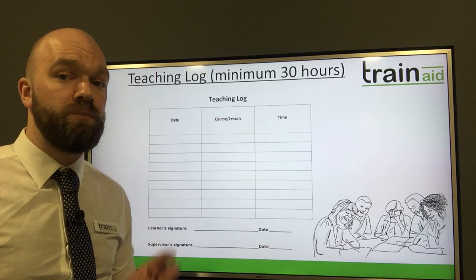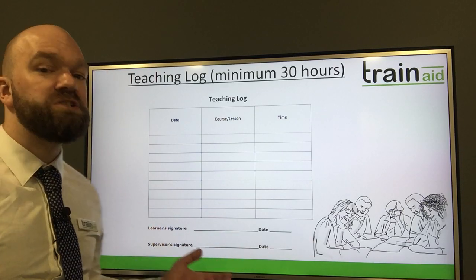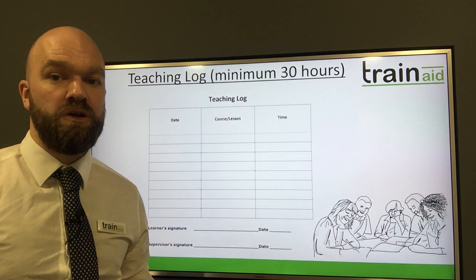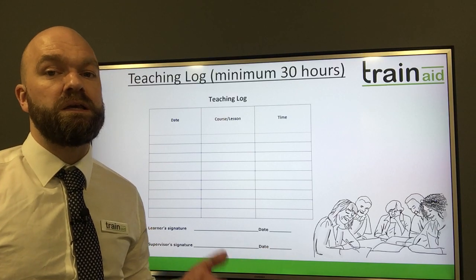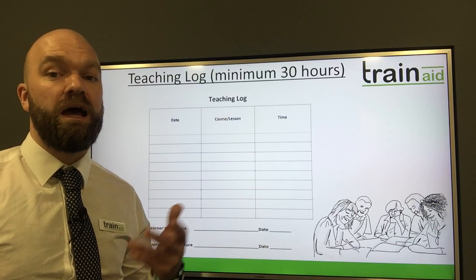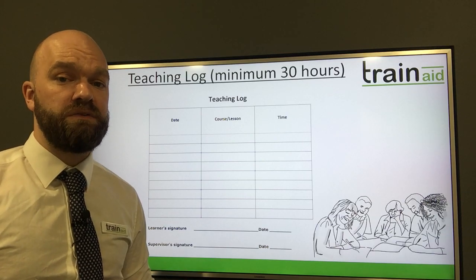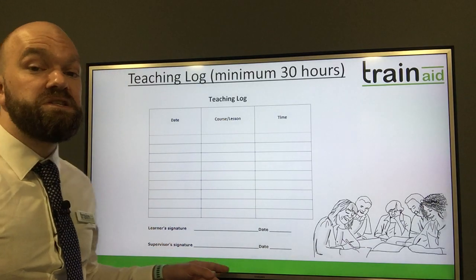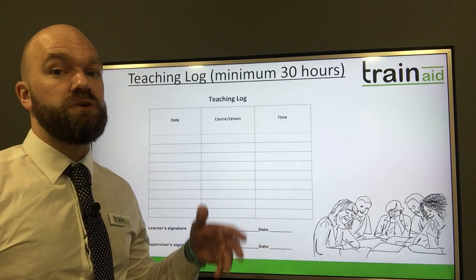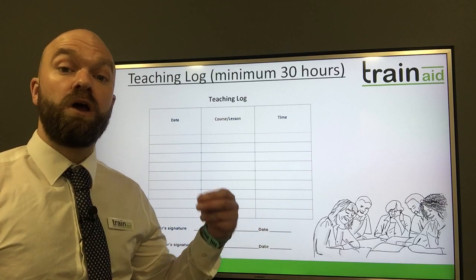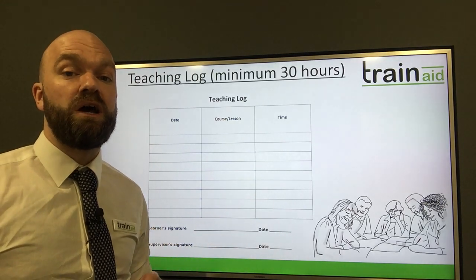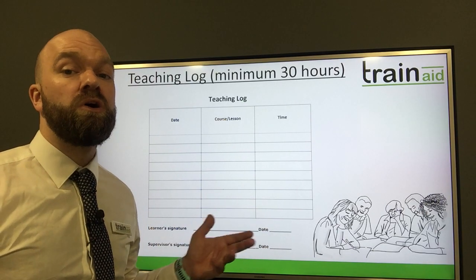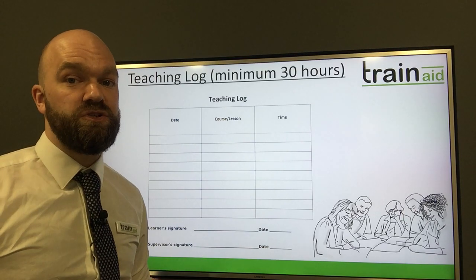Just at the bottom of the form there are two signatures. The learner signature is yourself, and the supervisor signature is typically a manager or colleague, someone who can certify that you delivered all of those 30 hours of teaching. We are looking to see authentic signatures, so do feel free to print off your teaching log, get yourself and your colleague to sign it, and scan it into your teaching evidence folder, or an electronic signature is sufficient here.